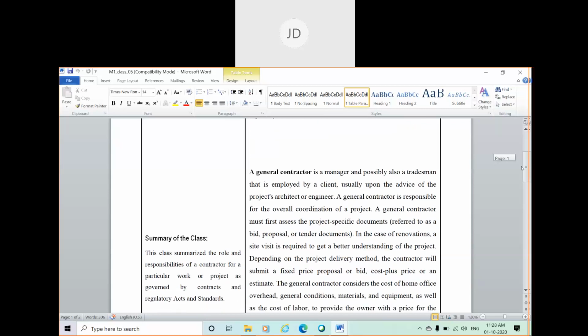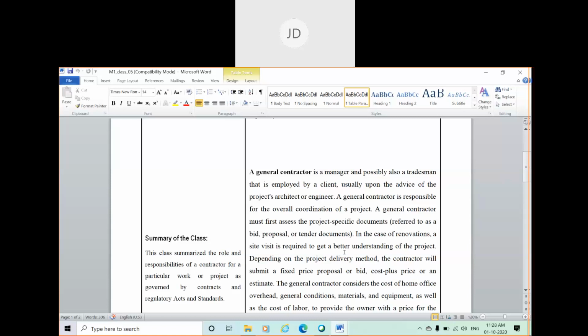A general contractor must first assess the project-specific documents. Project-specific documents like what? Like a bid or proposal, or tender documents. These things were already discussed in the previous classes. For more information, you can go through Google. You can type tender documents, proposal, or bid, and you will get a basic idea about what is a bid, what is a proposal, what is a tender document. It's all related to official documents, an official document related to a particular job. It's a deal between two parties, one client and a service provider.